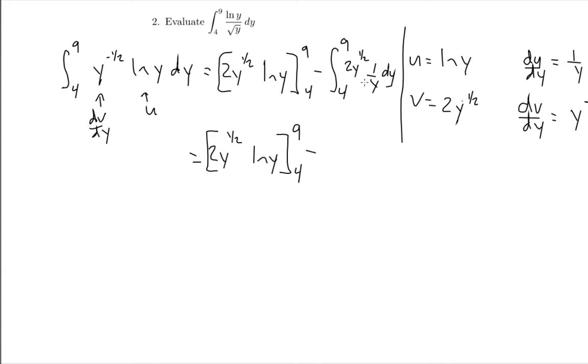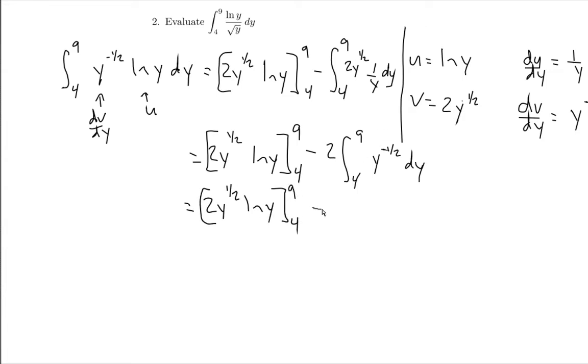And now I have this integration here. This 2 is a constant, so it can come out front, from 4 to 9. And y to the 1/2 divided by y is y to the negative 1/2 dy. Okay. So I'm just going to keep copying this down until I want to deal with it, which I don't quite yet, from 4 until 9.